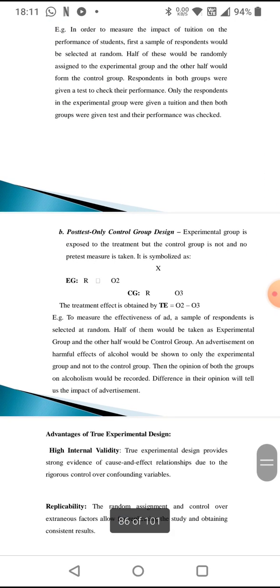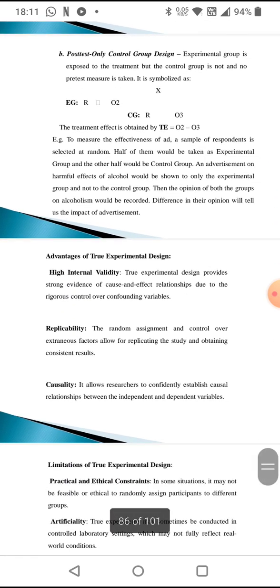And then next is post-test only control group design. Experimental group is exposed to the treatment but the control group is not, and no pre-test measurement is taken over here. So experimental group and control group you have, and you conduct a post-test only, right, and no pre-test for the control group.